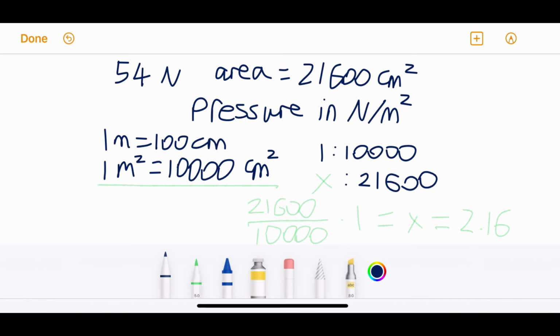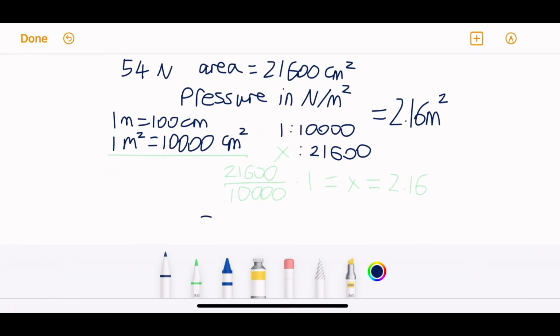Therefore, we know that now 1 meter squared equals, I'm going to not write it in this form, I'm going to write it like this, equals 2.16 meters squared. Like that. We know newtons, it's given in our question, and we found meters squared, 2.16. The pressure is 54 divided by 2.16. So I would do that and I will get 25 as my pressure. So the final answer is 25. Don't forget the units, newtons per meter squared. And that's it.